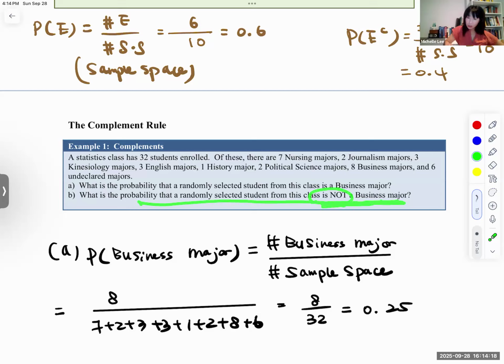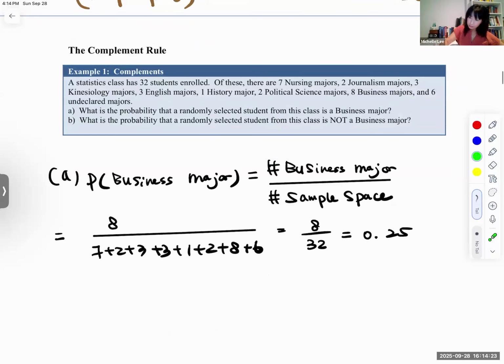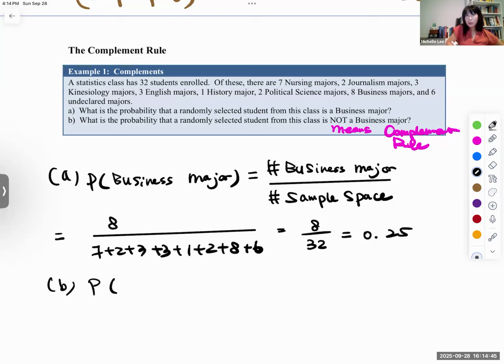Okay, second part, not business major. So we are using the complement rule, right? So for the second part, it means complement. The complement rule. All right. Probability of not business major.